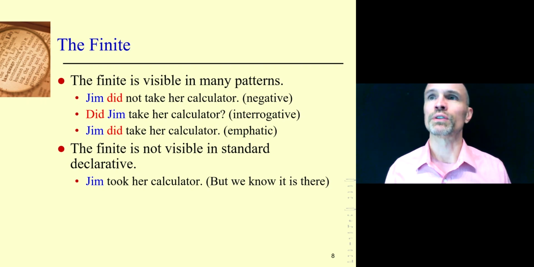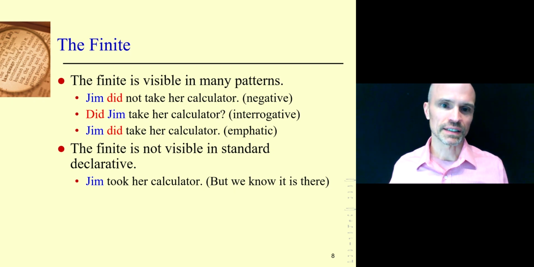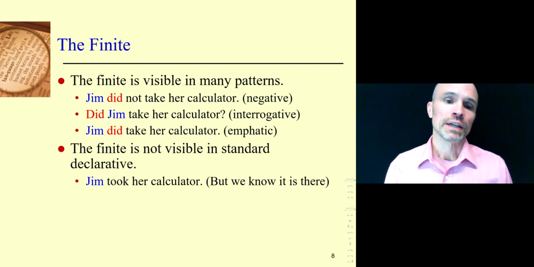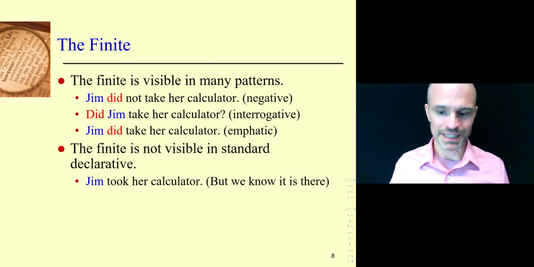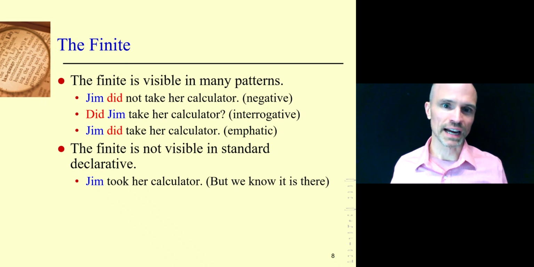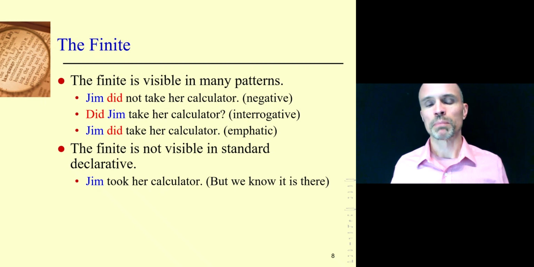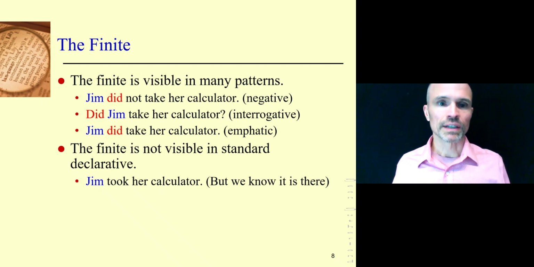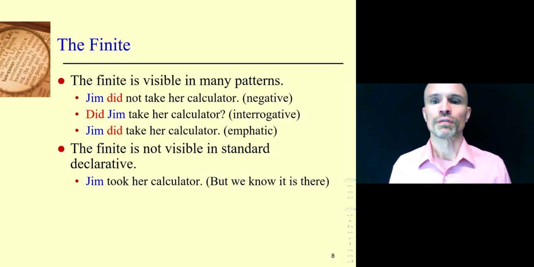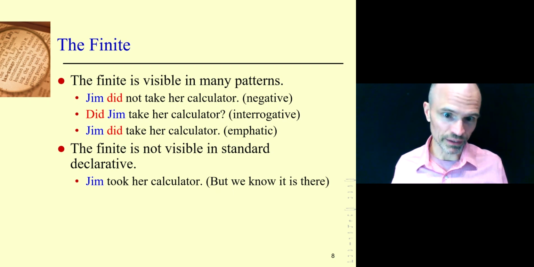Similarly, if you want to make Jim took into a negative, well, how do we make things negative in English? We can't say Jim tookn't her calculator. We need a finite did to attach a not onto it. So Jim took becomes Jim did take, and then we add the not, Jim did not take. And sometimes we compress it with a contraction and say Jim didn't take. So that's possible too, right? The contracted form. But in all of those patterns, we need to see the finite for the negative and the interrogative and the emphatic. And so we have to unpack it out of the declarative.